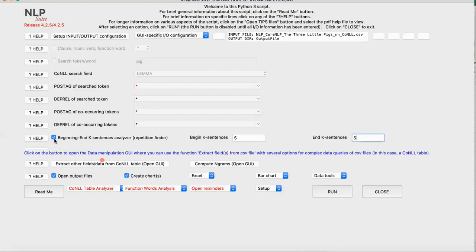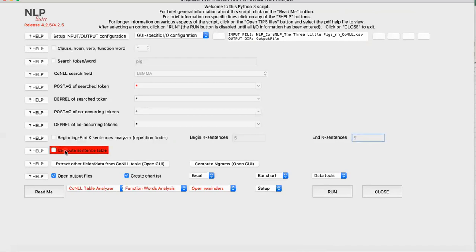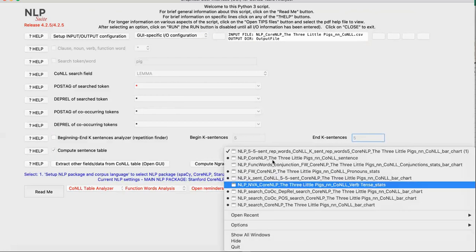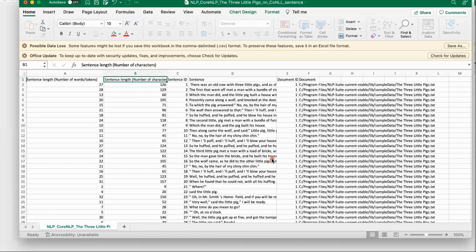Next, we can look at compute sentence table. By ticking this box, you will be able to look at the frequencies of sentence tokens and sentence characters. For example, looking at this CSV file, we can see that using the sentence ID, we can look at sentence length and number of characters. And then here's the sentence that it uses for each of these analyses.